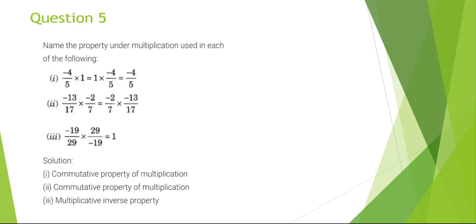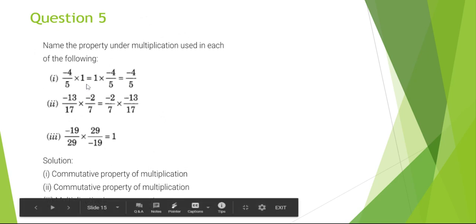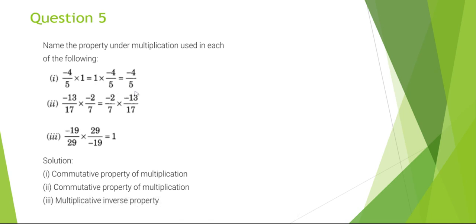Now we'll come to question number 5. You need to name the property under multiplication used in each of the following. So the first one, if you see, minus 4 by 5 into 1 is equal to 1 into minus 4 by 5, which is equal to minus 4 by 5. So basically you're changing places, and I've just told you if you change places, it is known as commutativity. In the second part also, it is commutativity.